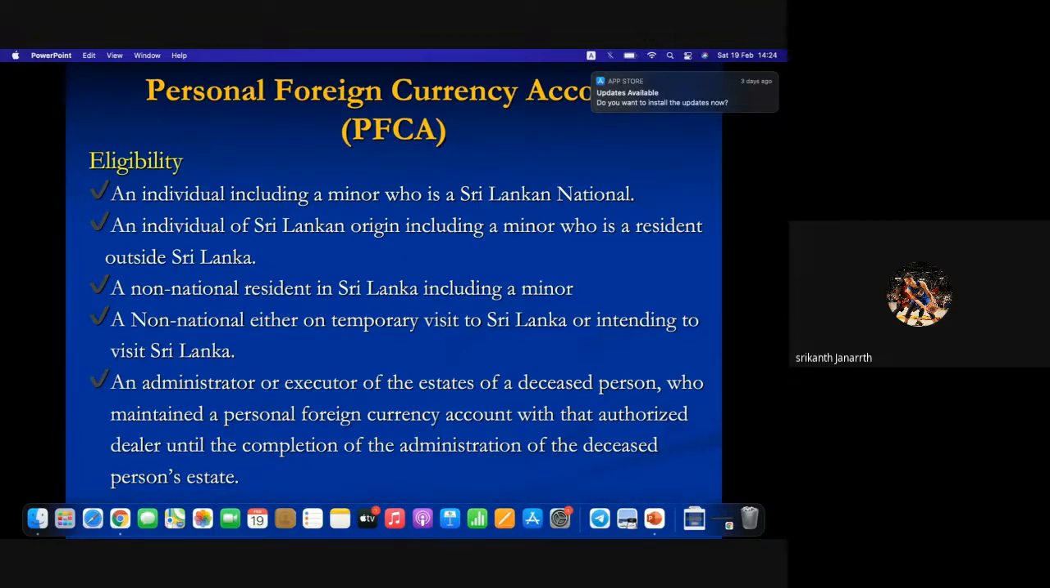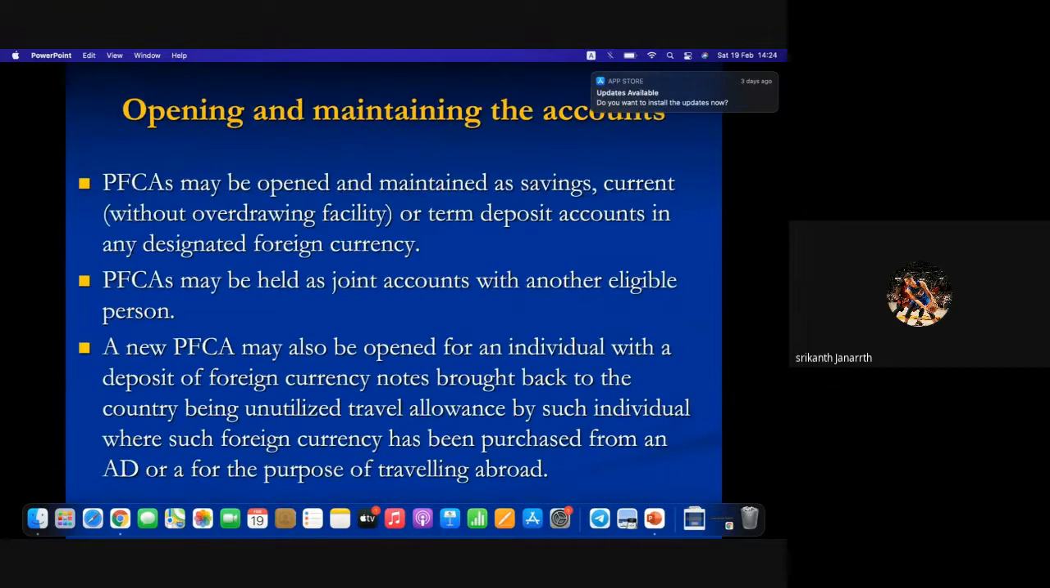Sometimes you will have a nomination. So you may nominate a person. That nominee also can come as an administrator, right? So those people are also permitted. This only comes in the event of the death of the account holder, right? So these are the eligible people, right? Now you know the eligible people, right?